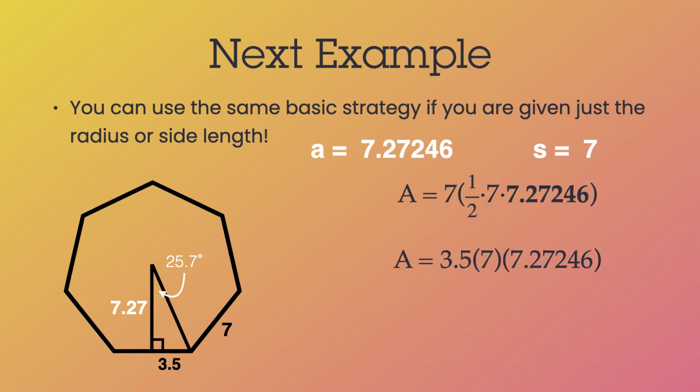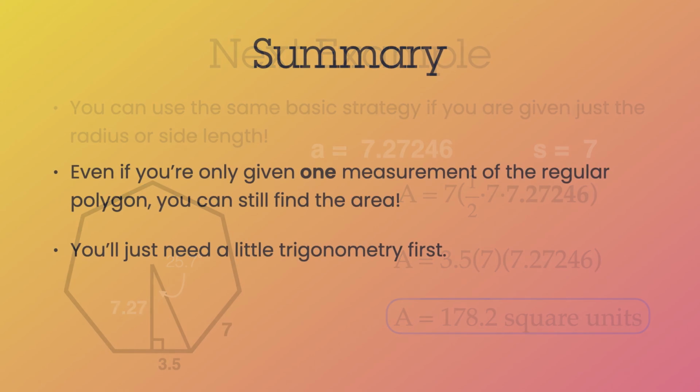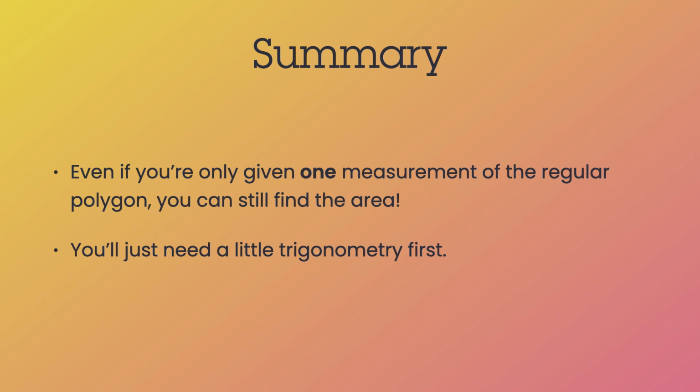So I went ahead and multiplied the first 7 by the 1/2, got 3.5, and then we'll multiply all 3 of these together and we'll get 178.1753, which once we round it to the nearest tenth will be 178.2 square units. And that's our area. So even if you're given very little information about your polygon, just one measurement, a side, an apothem, a radius, you only need one, as long as you can remember a little bit of trigonometry to get back to that right triangle.